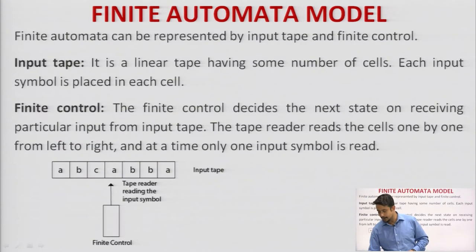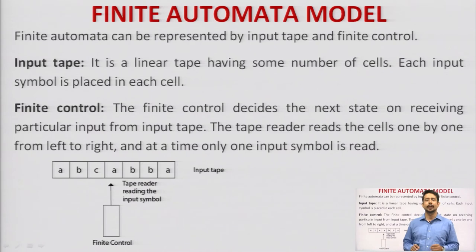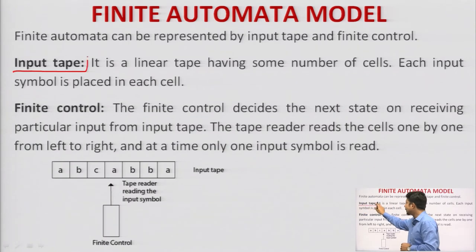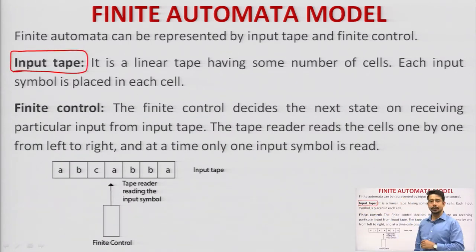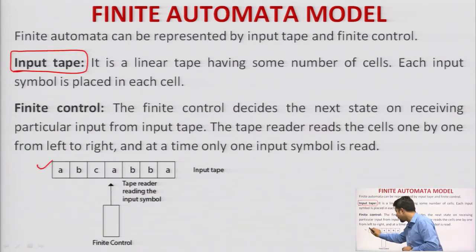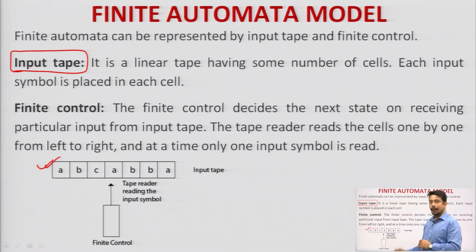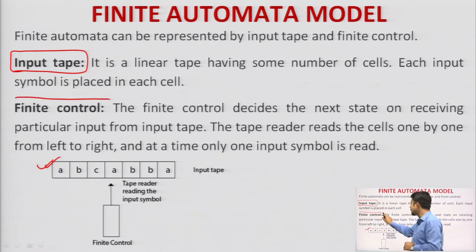Let us go with the next slide. This is the general finite automata model. What the model says, I am going directly into the diagram. You can note down these points if you want. We need two things. One is the input tape, where the string will be there. This is the input tape, where the string is there, and one finite control machine.